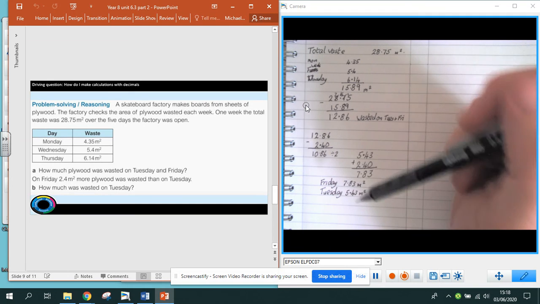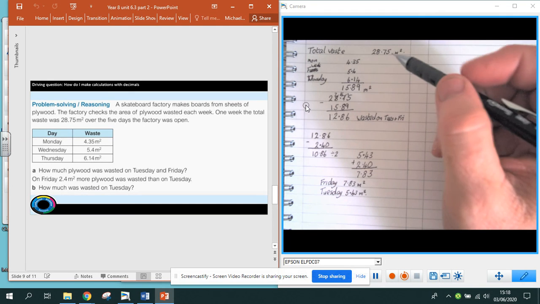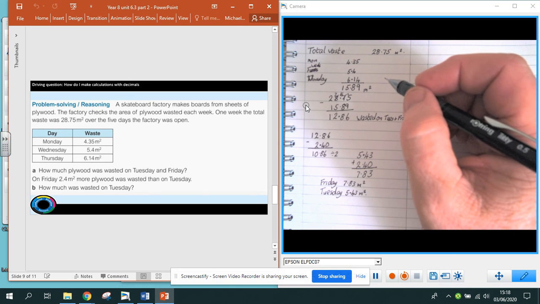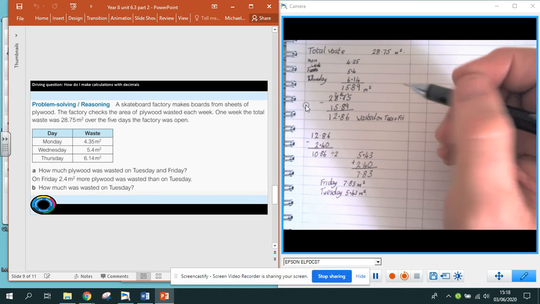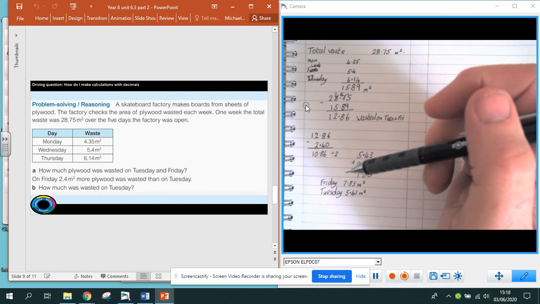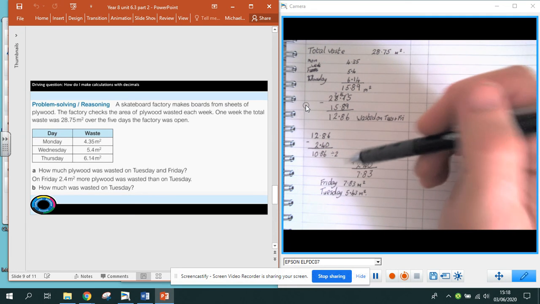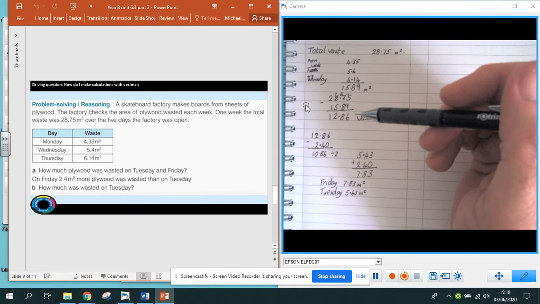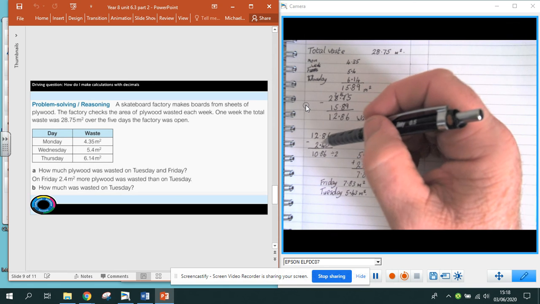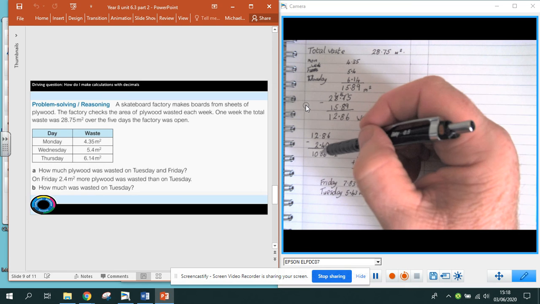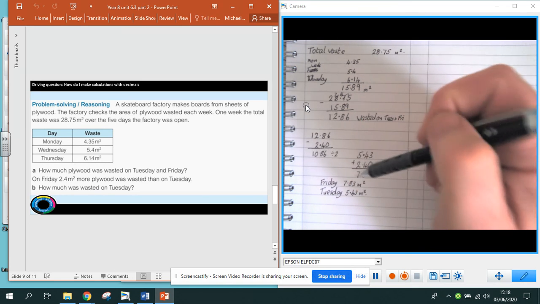Now, it says that on Friday, 2.4 meters more plywood was wasted than on Tuesday. So how can I find out what was wasted on each day? Well, what that means is that the two numbers would have been the same apart from 2.4 meters, because that's how much the difference was. So if I take 2.4 square meters away, the rest of it must have been spread evenly between the 2 days.